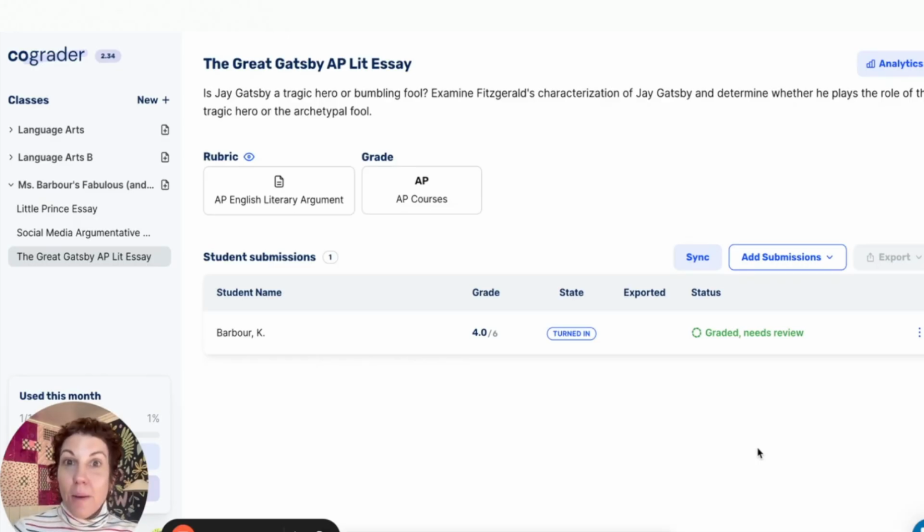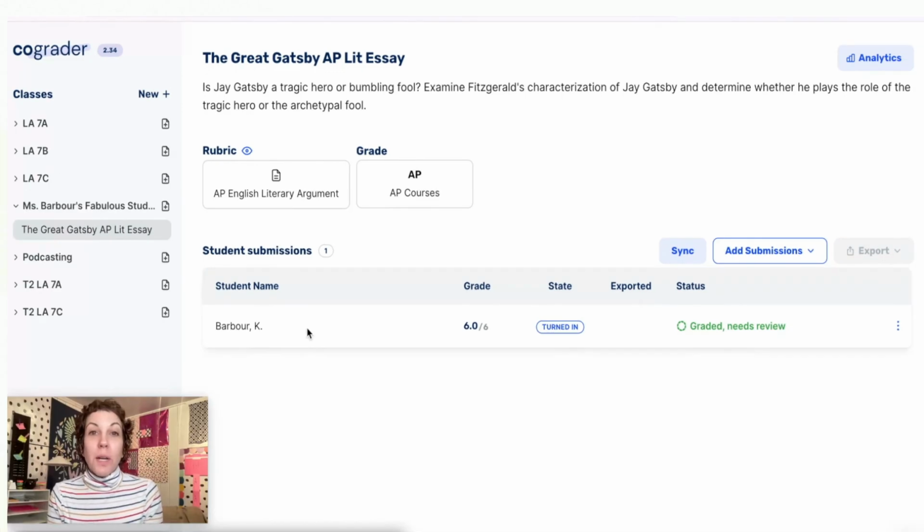One of the best things about using CoGrader when you are an AP English teacher is that the rubrics are already uploaded for you. And so you can use what has already been provided in CoGrader to actually help assess your students' writing. So let's take a look at the rubric that CoGrader is going to use to assess students' writing.